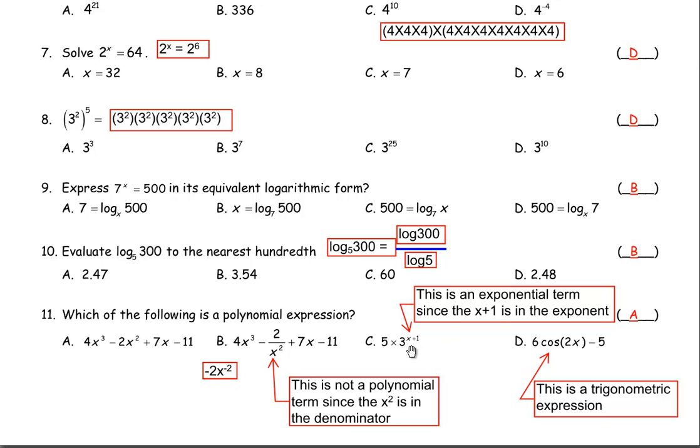In C here, the x is in the exponent, so this is an exponential expression. And as soon as you see a cos or sine or tan, that's a trigonometric expression.